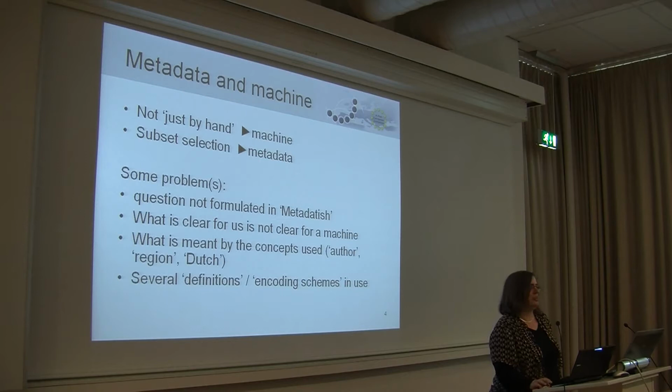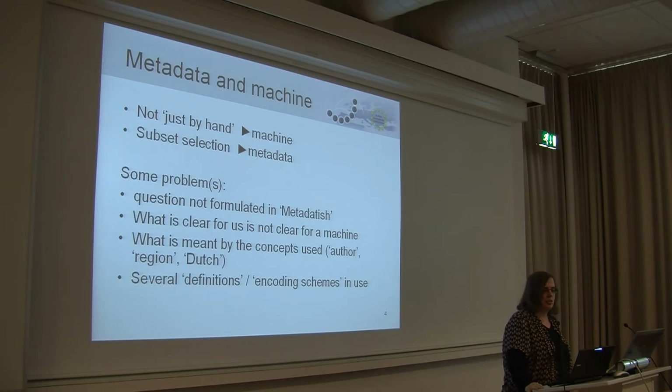But there are some problems. These researchers are not speaking metadata-ish, and they fill in just some notions they are familiar with. What's clear for people is, of course, not clear for a machine. We know what an author is, but a machine as such does not know. The machine is stupid. So you will either need to know what, for example, the context author, region, or Dutch mean, or the machine needs to know that.